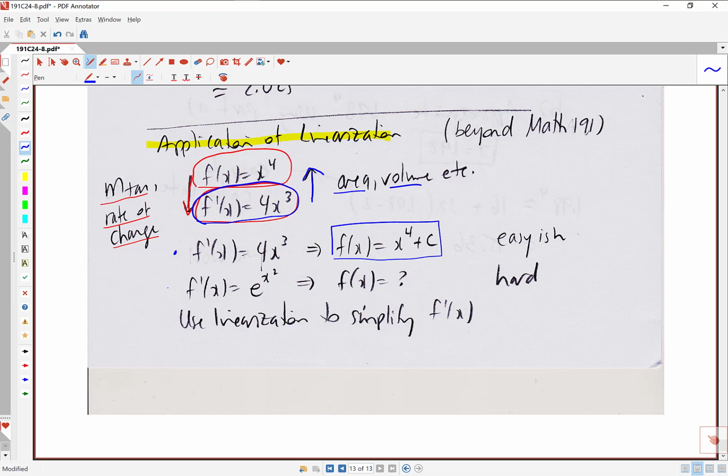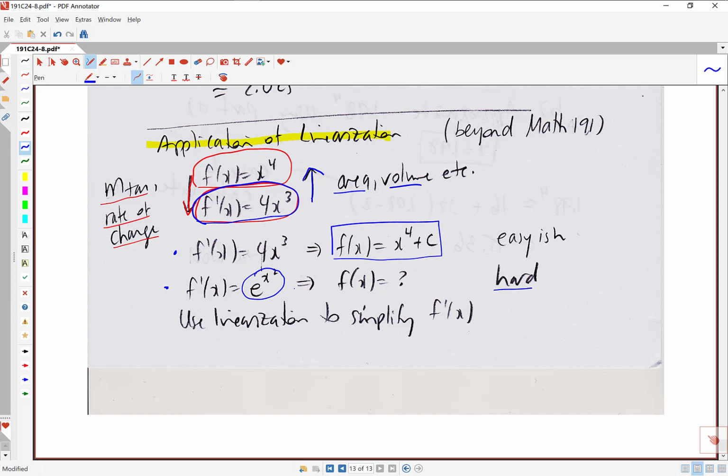But what if someone says, hey, your derivative is e to the x squared? And then they're asking you, what function did that come from? Well, that's hard. And that's hard not only because we haven't really studied that topic yet, but that would be hard for someone who had spent time studying that topic. It's hard because this is just a difficult function to work with.